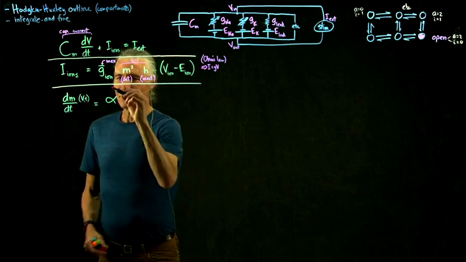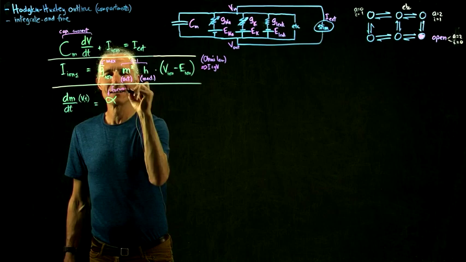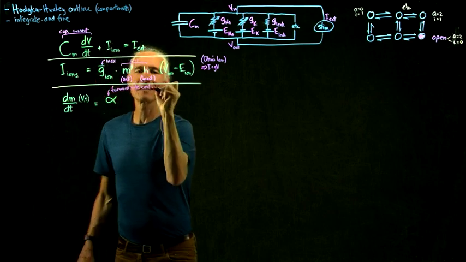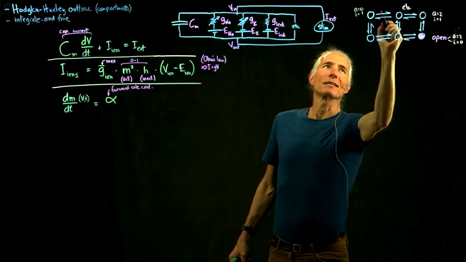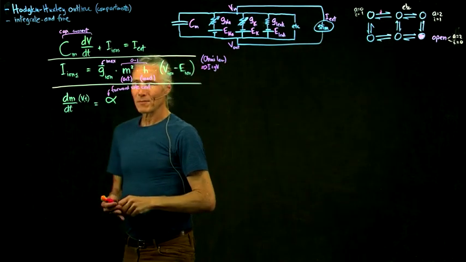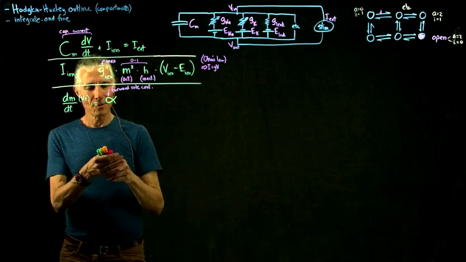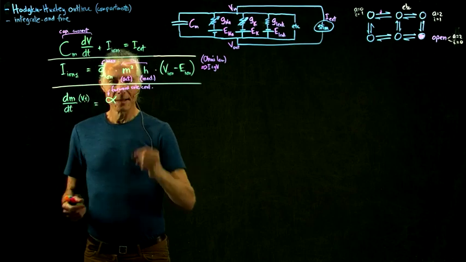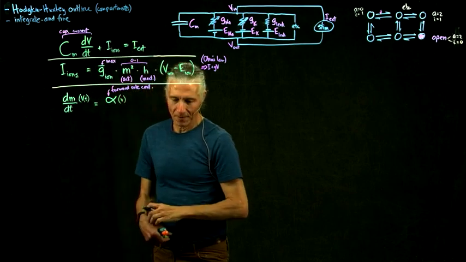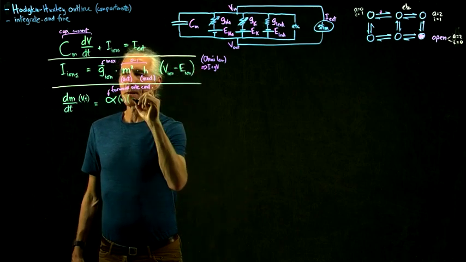So alpha is used for the forward rate constant. That would be something like one of these guys. And then we have a backward rate constant, that would be beta. So the forward rate constant depends on voltage, and it has to sort of add up to 1.